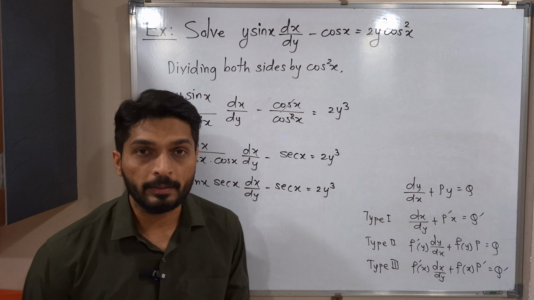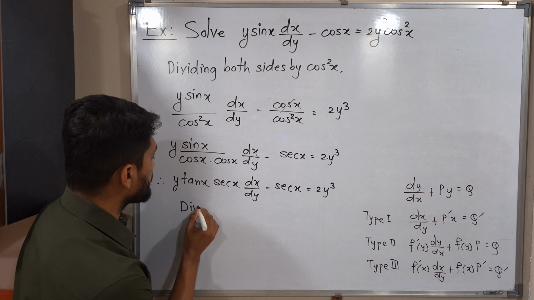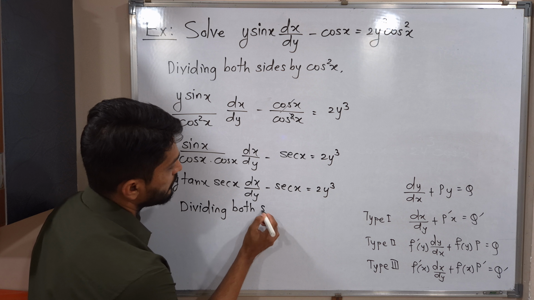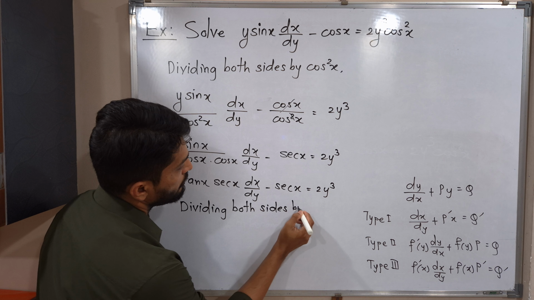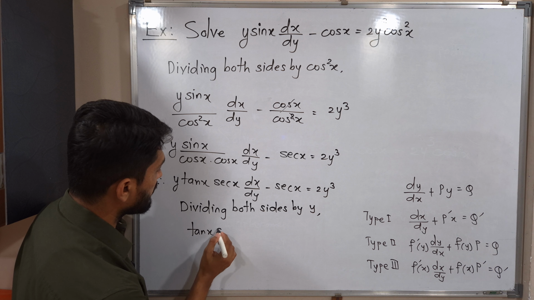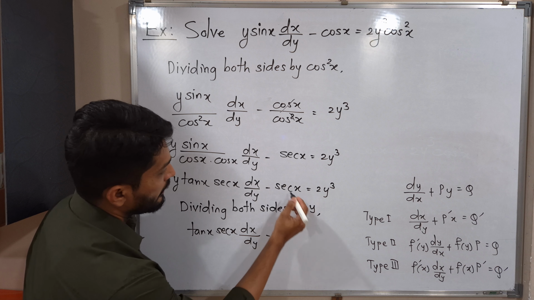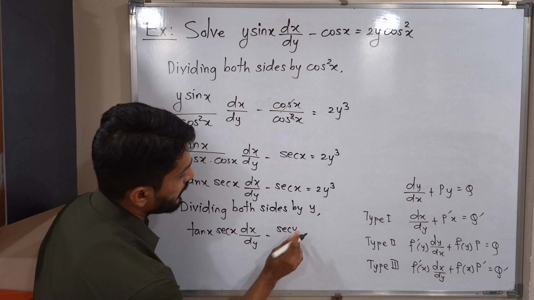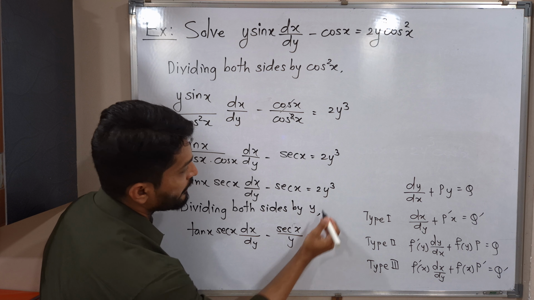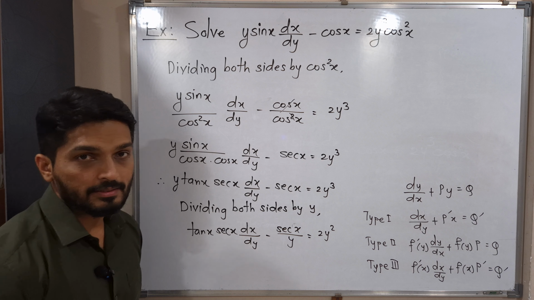So for that I need to divide the entire differential equation by y. So dividing both sides by y, let us see what will happen. So this y will get cancelled. Tan x sec x dx by dy. Let us divide it by y. So sec x divided by y. And if you divide the right hand side by y, it will be 2y square. One y will get cancelled. Okay.